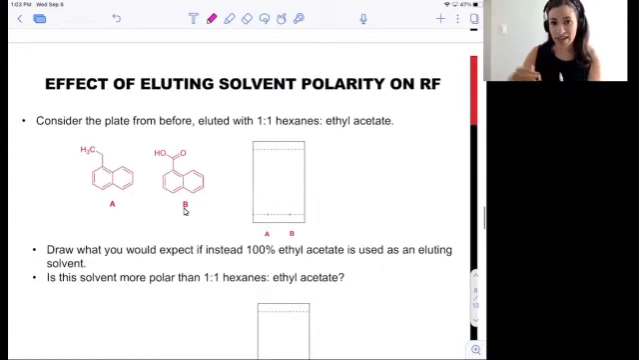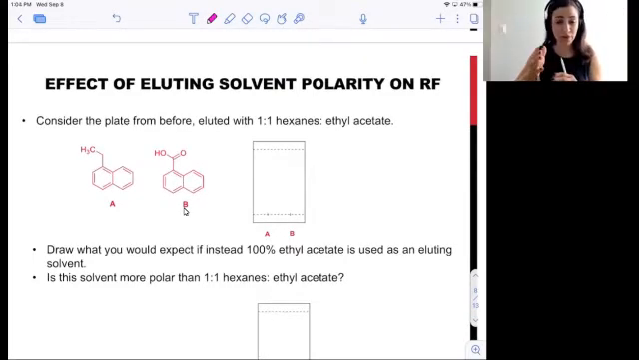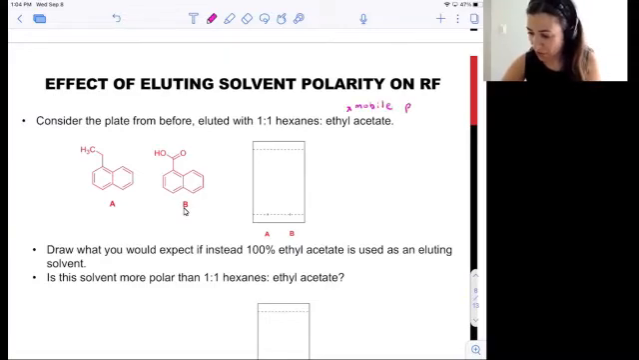So now that we understand how to describe how far up the plate a molecule has traveled, and how to predict the relative distance two molecules will travel, there's one more parameter that we're going to study in the lab this week: the effect of solvent polarity on RF values. So consider the example we did before. Let's say we've started with a 50-50 mixture of hexanes and ethyl acetate. So that's the mobile phase that has been placed into our developing chamber.